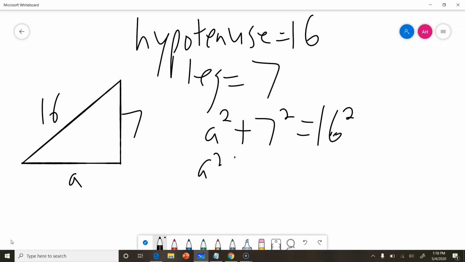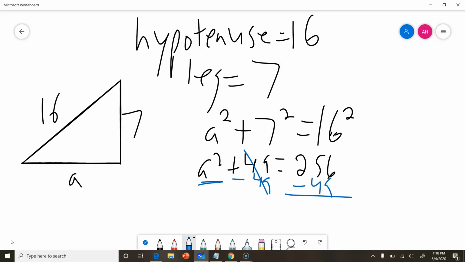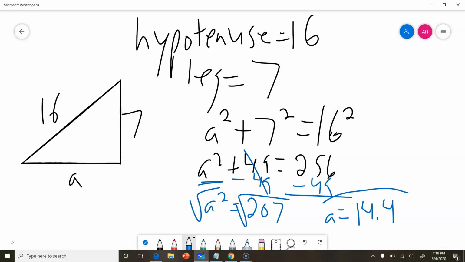I get a squared plus 49 is 256, I do believe, right? Yep, 256. Now I'm trying to find a squared here, so I just subtract 49 from both sides. Subtract 49, get a squared equals 207, and that's not a perfect square, but I still take the square root, and I'm left with a equals, when I punch it in my calculator, I get 14.4. Okay, so that's just the inverse operations. Not very hard to do, very straightforward, okay?